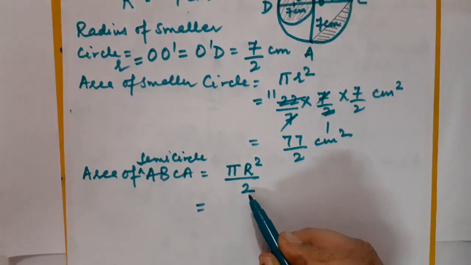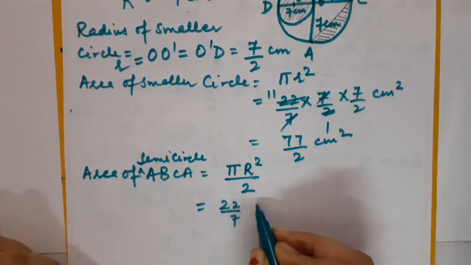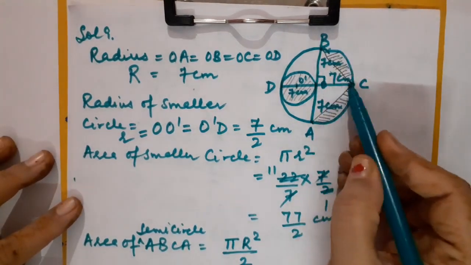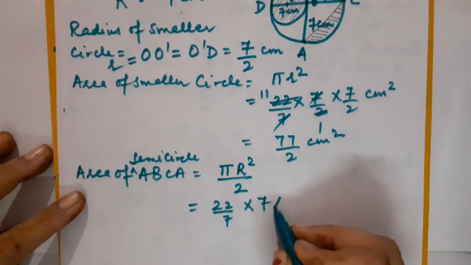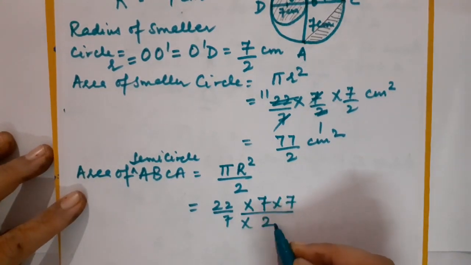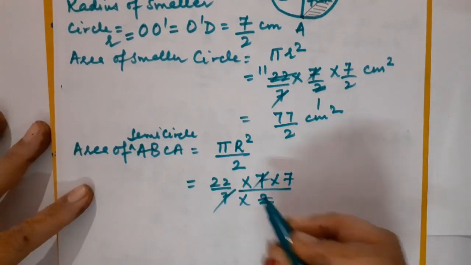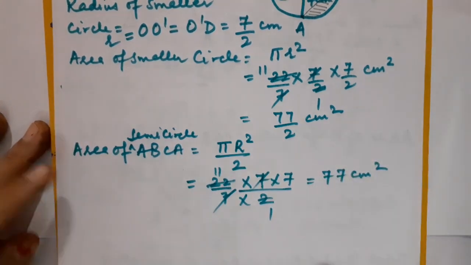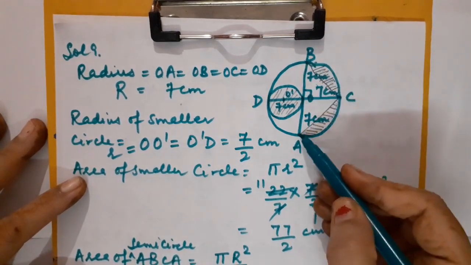As we are dealing with a semicircle, definitely it must be divided by 2. So it would become 22 by 7 into, what is the radius of this semicircle? 7 centimeter. So I must write 7 into 7, and here into 2, of course, because we are calculating the area of a semicircle. 7 and 7 are going to be cancelled. I have got 77 centimeter square. This is the area of this semicircle, that is ABCA.